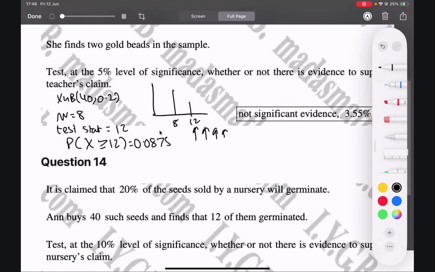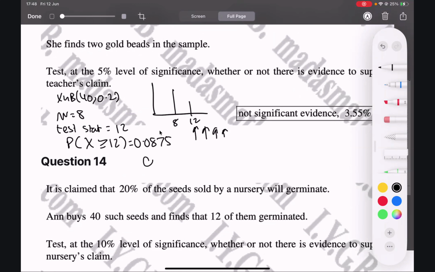But then do you halve that? Or do you not halve that? Do you only halve the significance level? You halve the significance level. So you say 0.0875 is more than 0.05. Basically, the significance level is 10% in total, meaning it's 5% on the left tail, 5% on the right tail. But we're just doing a right tail test with half the significance level, if that makes sense.